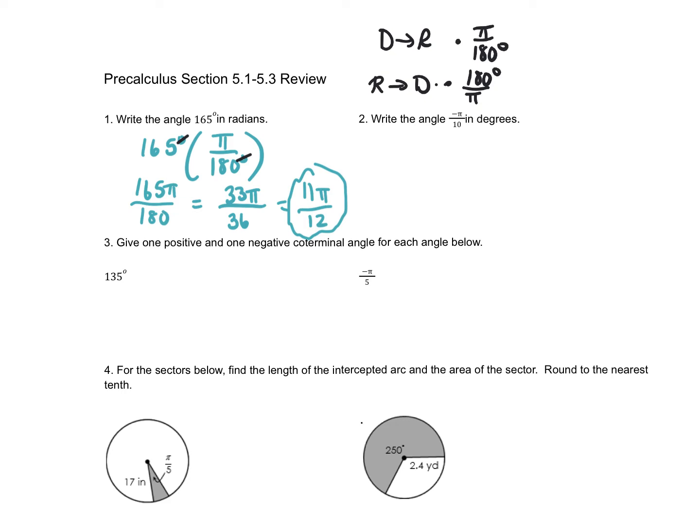Now, the next one, we're trying to write this angle in degrees. This is a radian measure, negative pi over 10. So we're going to multiply by 180 degrees over pi. The nice thing is with a lot of radian measures, this unit of pi will cancel. So we'll get negative 180 over 10, which is simply negative 18. Or you could just multiply straight across, negative 1 times 180 divided by 10. All those are fine ways to go.